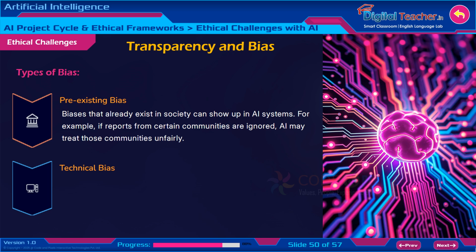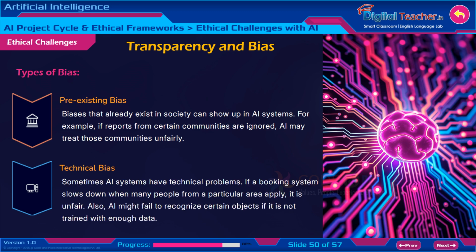Technical bias. Sometimes artificial intelligence systems have technical problems. If a booking system slows down when many people from a particular area apply, it is unfair. Also, artificial intelligence might fail to recognize certain objects if it is not trained with enough data.